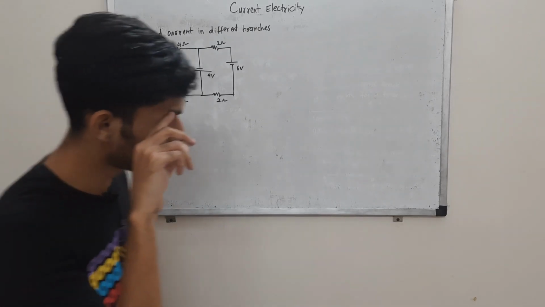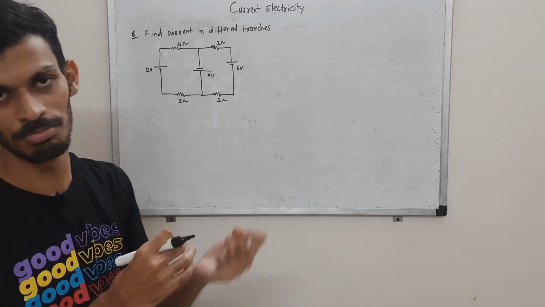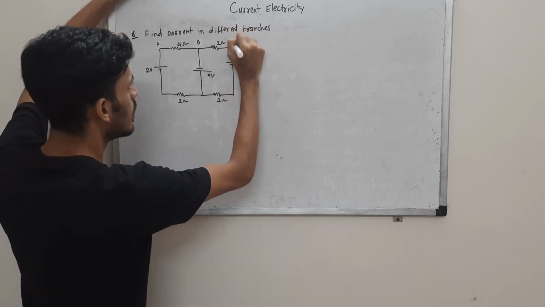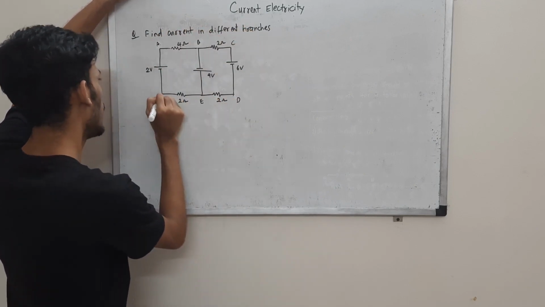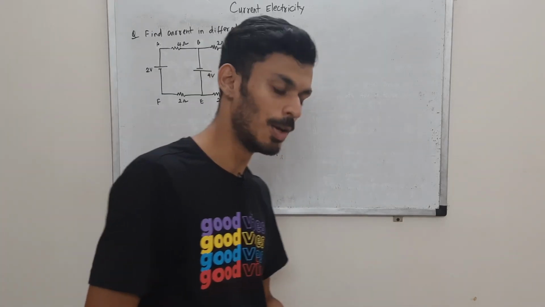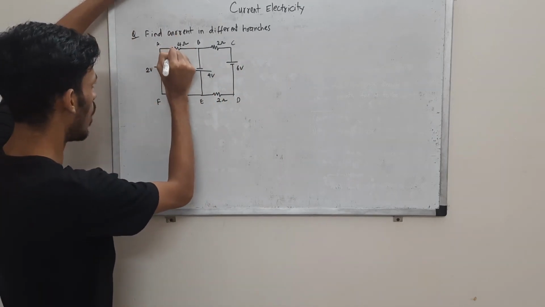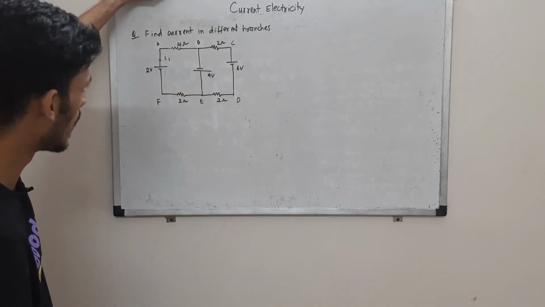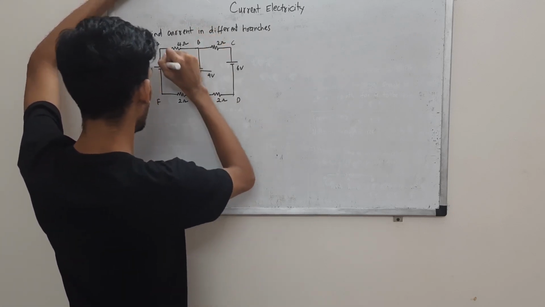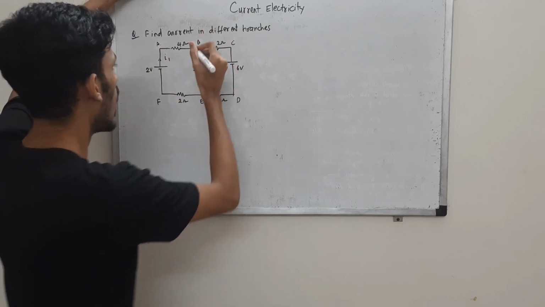So first of all, what we are supposed to do is name the corner points so that we can choose a loop. We'll say this is point A, this is point B, this is point C, this is point D, E, F. Now we can choose loops. This is all up to you. You can do it in your own way. I'm choosing current I1 to be coming out of this 2 volts battery. I1 will come from this battery to point B. Now it will split into I2 and I3.